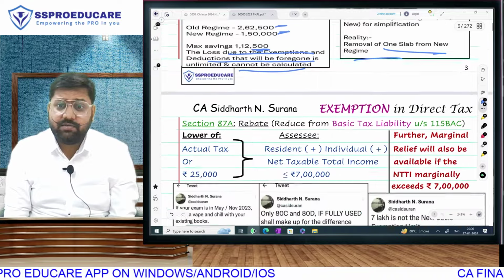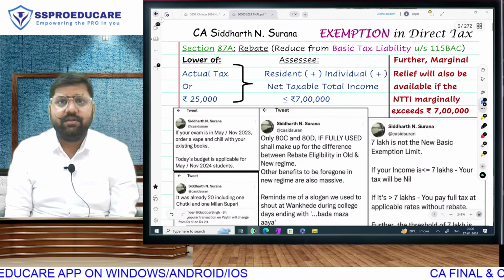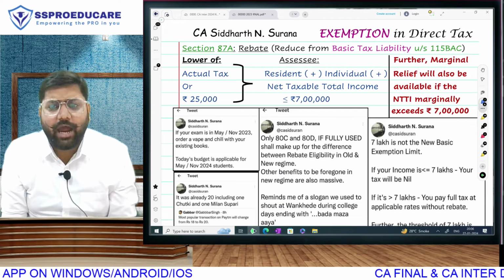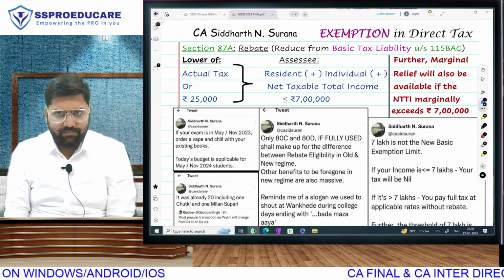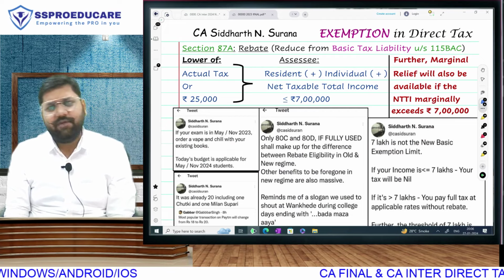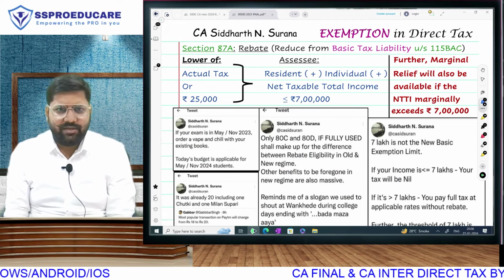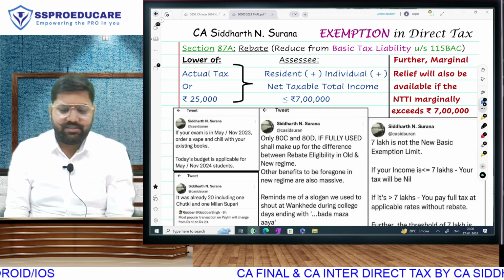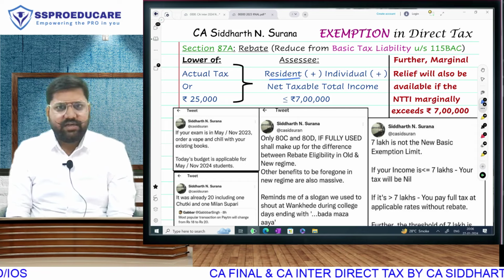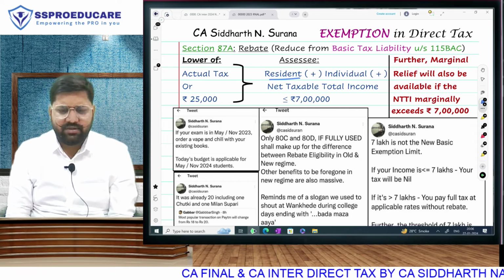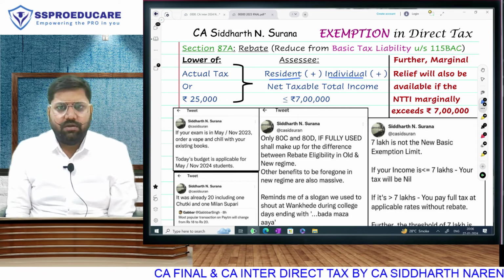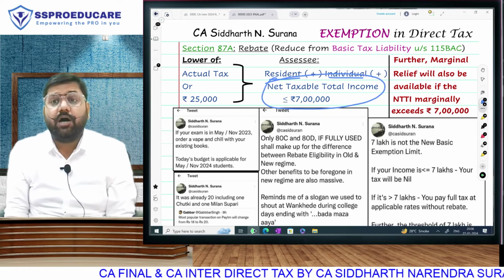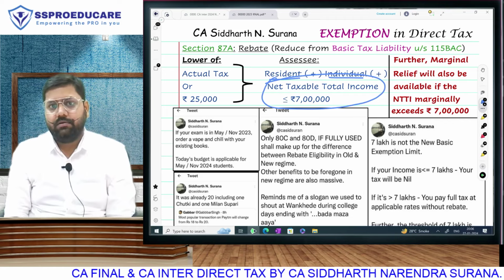And there are plenty of changes, plenty of amendments. Next, rebate under section 87A. Till last year, this rebate was absolutely the same. But now they have changed. Till last year, I used to tell my students, rebate under 87A in old regime and new regime is the same. But now there is a change. What is the change? This condition is the same: old regime, new regime, resident. This is also the same: individual. But this rebate will be allowed if your net taxable total income is up to rupees 7 lakh.